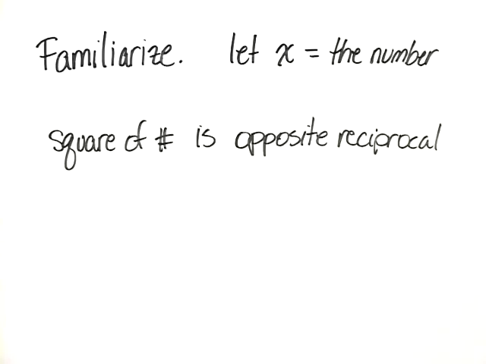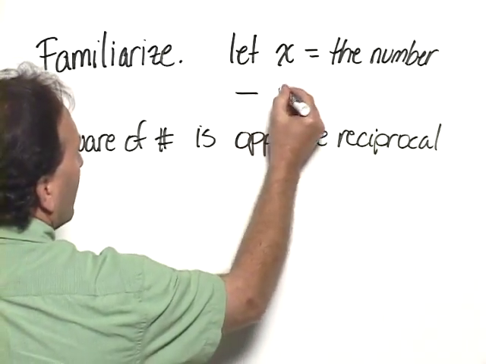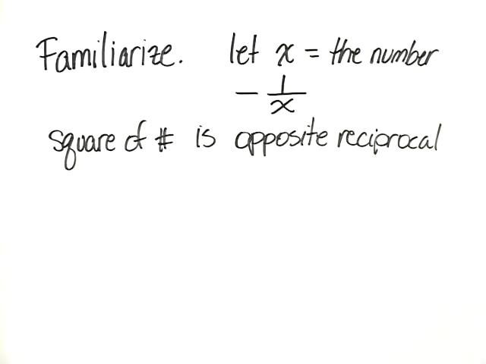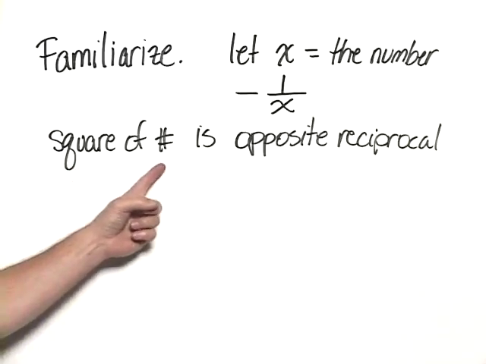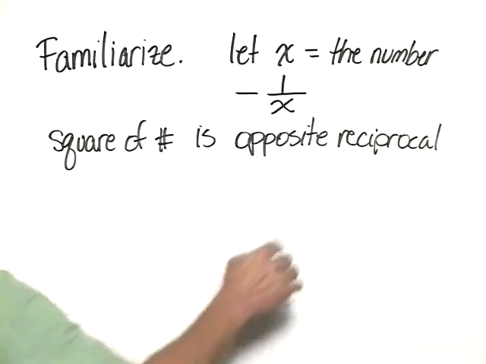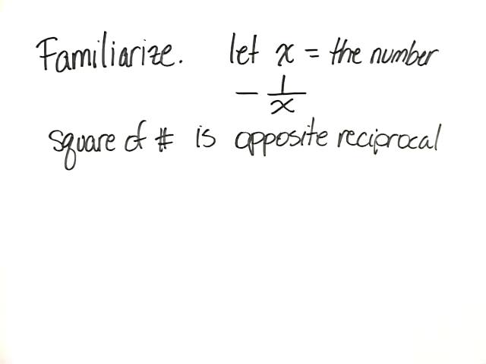Then what we're interested in is having the opposite of the reciprocal of the number. The opposite of the reciprocal of the number would be negative 1 over x, or the opposite of 1 over x. We're told in the example that the square of the number is equal to, or the equivalent of, the opposite of the reciprocal of the number.